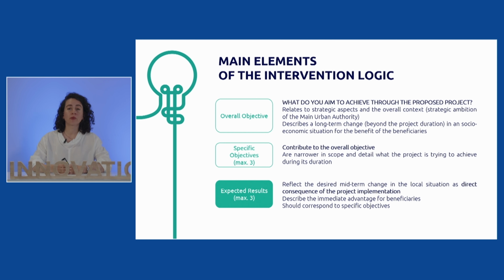You then have to come up with expected results. Expected results are the description of the direct consequence of your project. What is it that you want to achieve at the end of your project? And basically, you should formulate them with the idea of it's an increase or a decrease of something, always bringing this idea of change and how you formulate your expected results. In the end, they should correspond to the specific objective that you described earlier on.